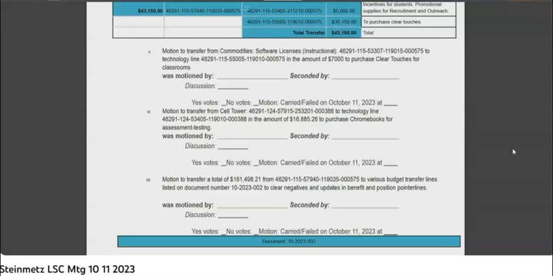Open for discussion. I have a question. Go ahead, Ms. Dunn. I don't know if you can answer this. How many Chromebooks are we getting? And aren't we at 1-to-1 at this point with the kids? So do we need to buy more Chromebooks for testing? Yes.